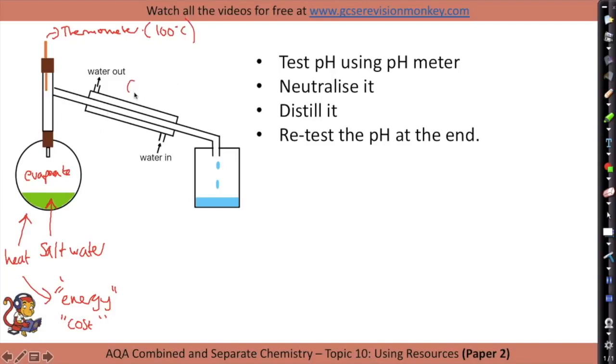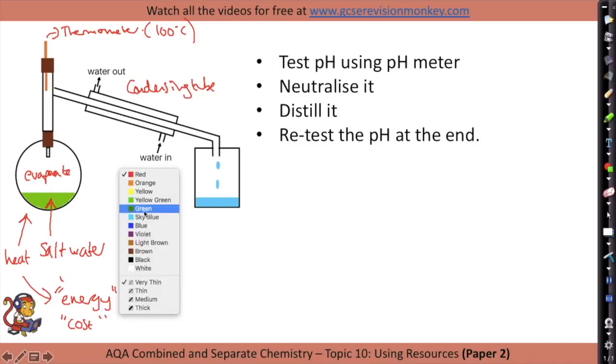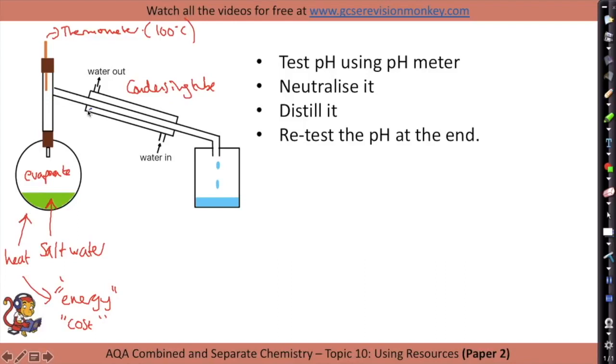In this condensing tube, you have cold water running around the tube, not through it, just around, and this makes this part of the tube particularly cool because the water's running around here. And what that will mean is the evaporated water that goes down this side arm then condenses in the tube and turns into a liquid which is collected at the end.